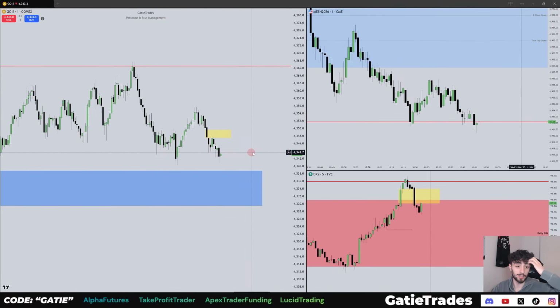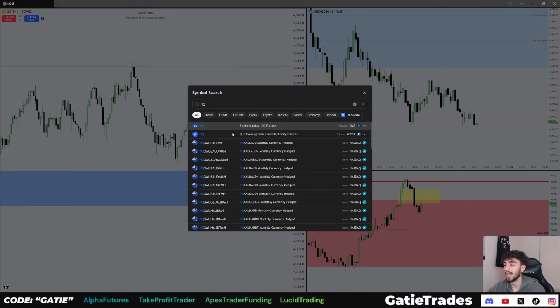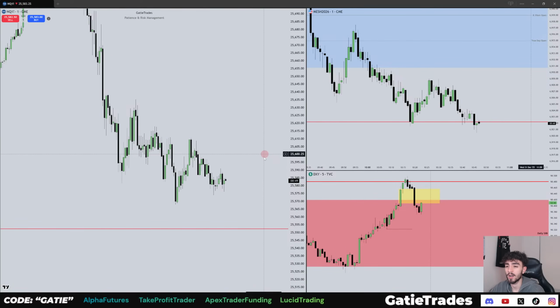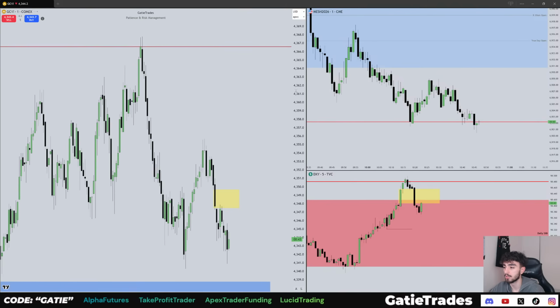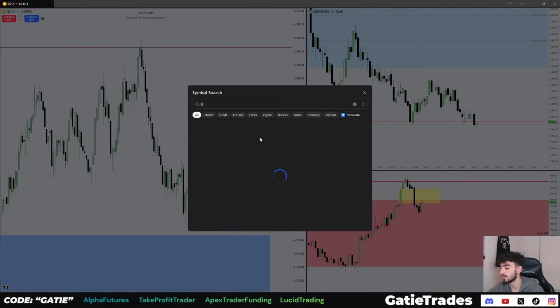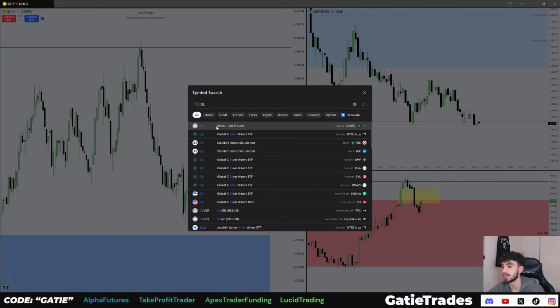Good look for a gold long. Otherwise, we're waiting for Nasdaq to take London lows. I think gold will be faster. Everyone's saying silver. I've never even looked at silver. I've never traded silver before.